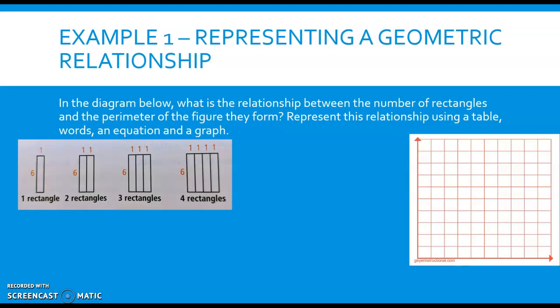So the best way to start this one off is with our table. So I'm going to erase that line and bring it out towards the middle a little bit, so we have room to put our labels and stuff. All right, so we're going to have number of rectangles, maybe, and then the perimeter.